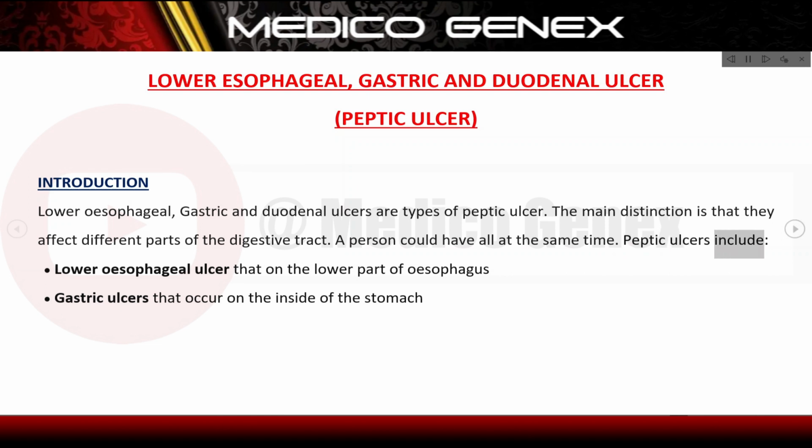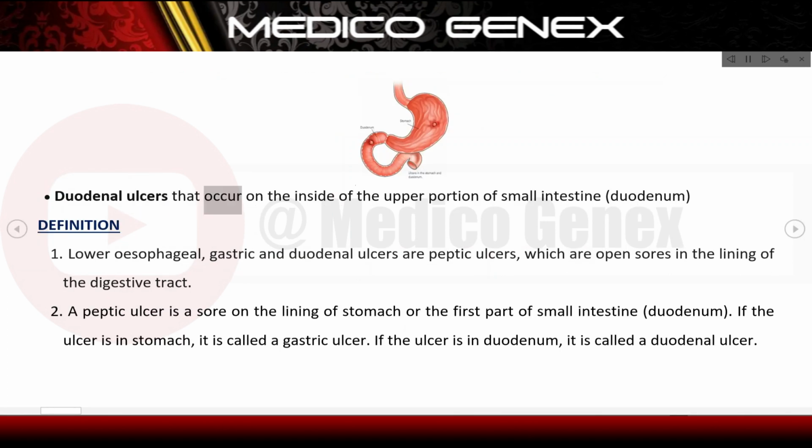Peptic ulcers include lower esophageal ulcer, that on the lower part of esophagus, gastric ulcers that occur on the inside of the stomach, and duodenal ulcers that occur on the inside of the upper portion of small intestine, duodenum.